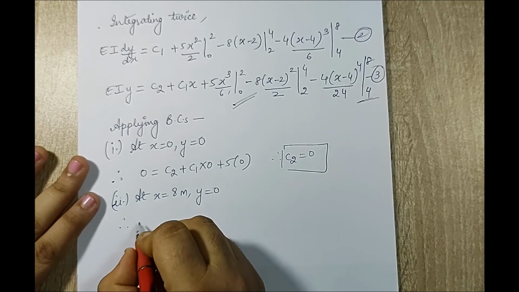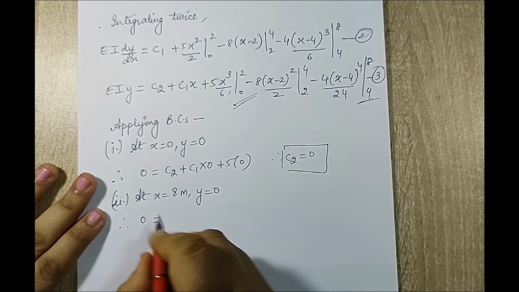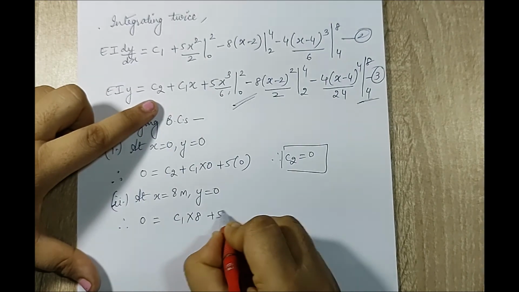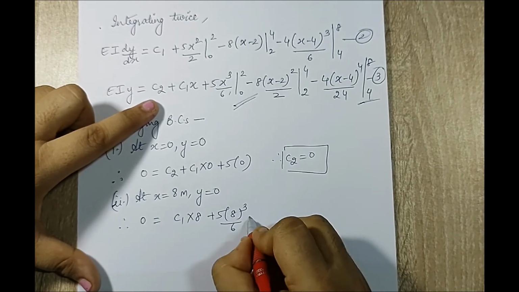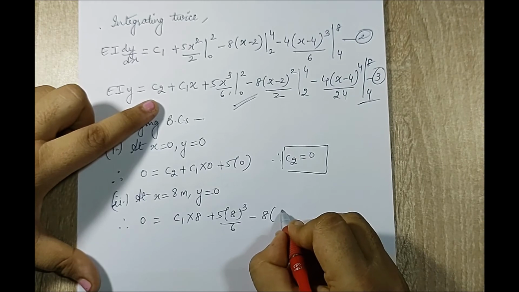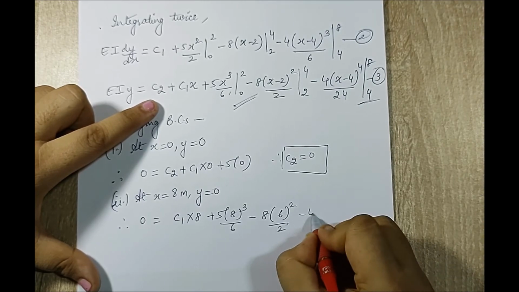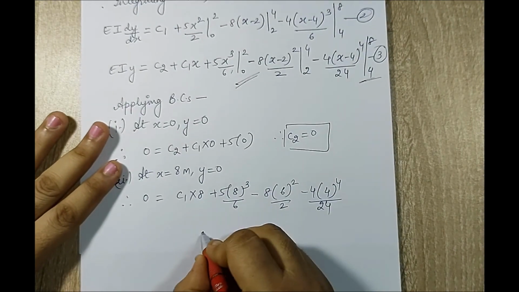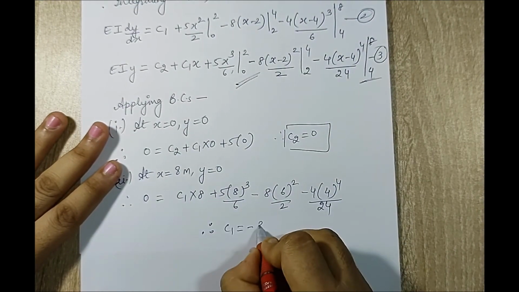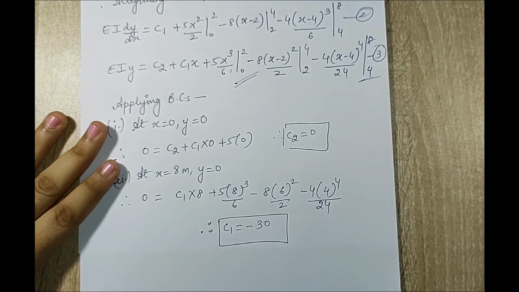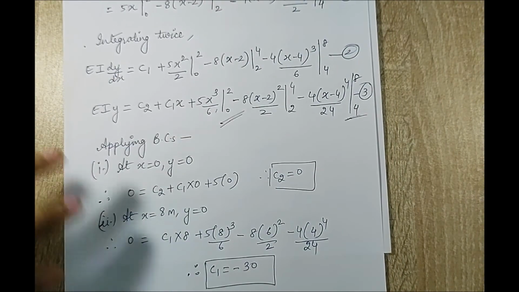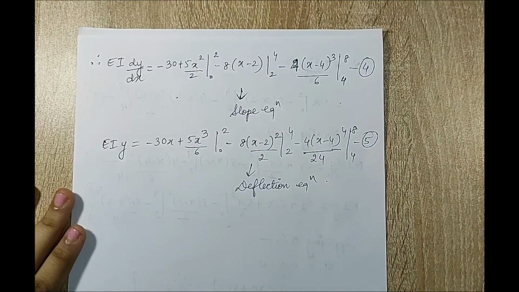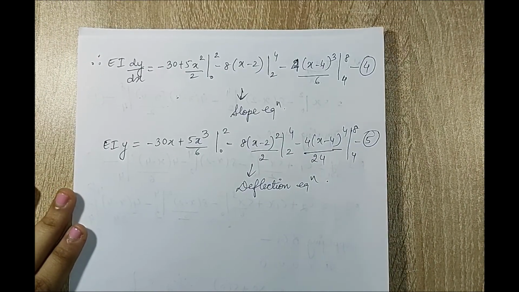So therefore left hand side is still 0 is equal to C2 is 0. Here I'll substitute C1 into 8 plus 5 into 8 cube by 6 minus 8 into 6 square by 2 minus 4 into 4 raised to 4 by 24. So therefore I get the value of C1 as minus 30. Now I'll substitute C1 and C2 in equation 2 and 3 and I'll get equation 4 and 5. So here you can see 4 and 5 are my slope and deflection equation.